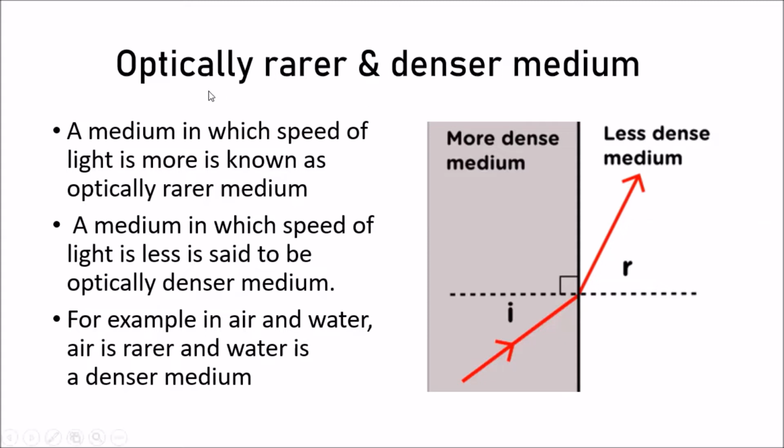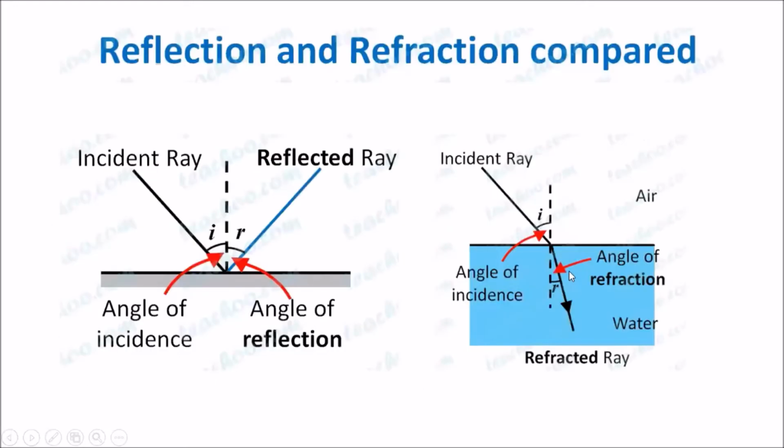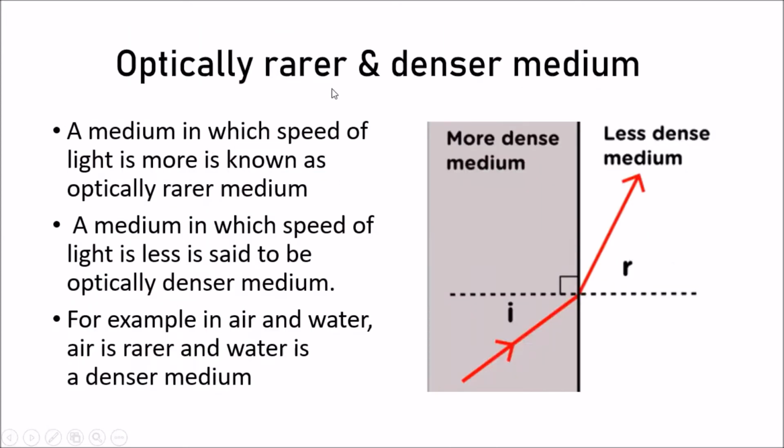So when we talk about these two terms, which we will be using from now onwards, optically rarer and optically denser, a medium in which the speed of light is more is known as an optically rarer medium. If you saw the previous slide, out of air and water, the speed of light is greater in air. So we call it an optically rarer medium, whereas the medium where the speed of light is less, we call an optically denser medium.